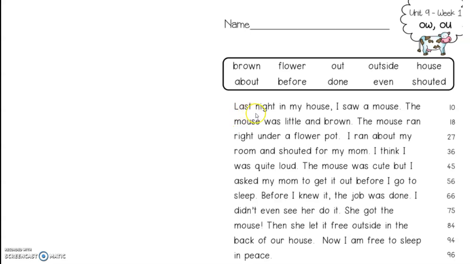Here we go. Last night in my house, I saw a mouse. The mouse was little and brown. The mouse ran right under a flower pot. I ran about my room and shouted for my mom. I think I was quite loud. The mouse was cute, but I asked my mom to get it out before I go to sleep.